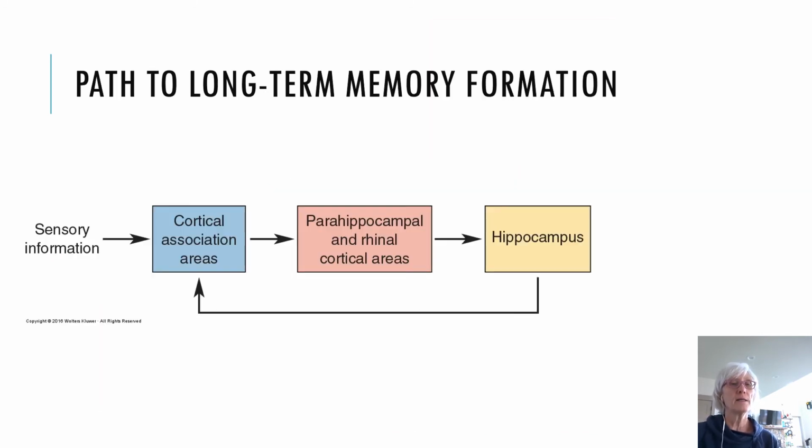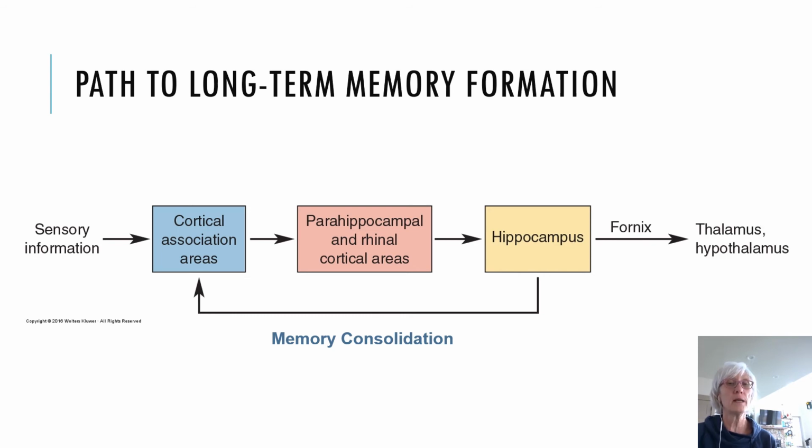So it seems that the path to long-term memory formation starts with sensory information that comes into some area of our brain, whether it's tactile sensation, visual sensation, or experiential sensation. That information comes into our cortex, and it then moves through neurons to our parahippocampal and rhinocortical areas and ultimately to the hippocampus. And then the hippocampus is connected back to our prefrontal cortex, where long-term memories are thought to be stored. So this is memory consolidation.